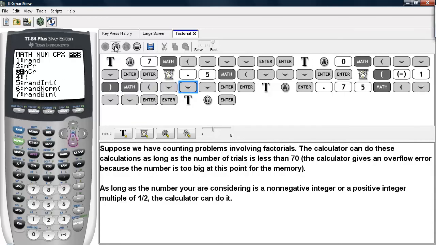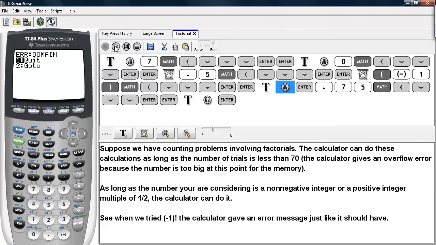putting the -1 in parentheses, I get a problem. And this is correct. -1 factorial doesn't necessarily exist. So let's try another example.